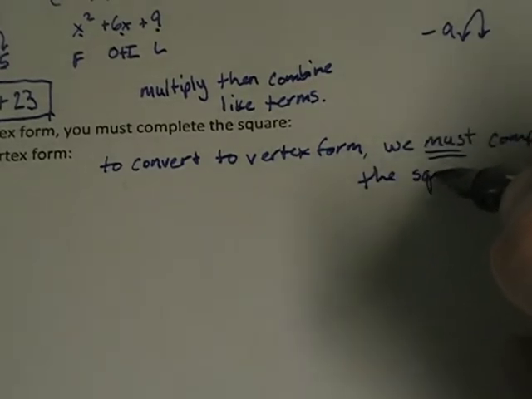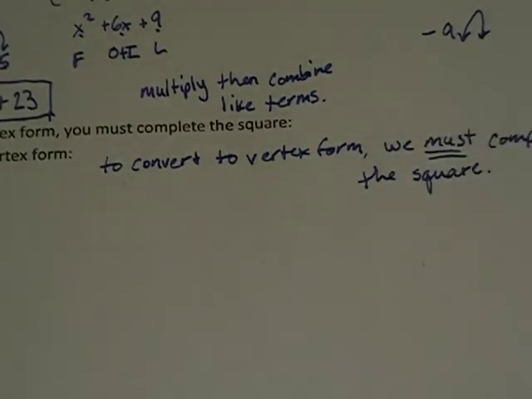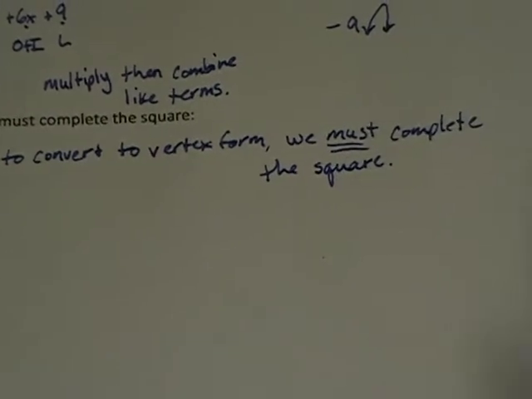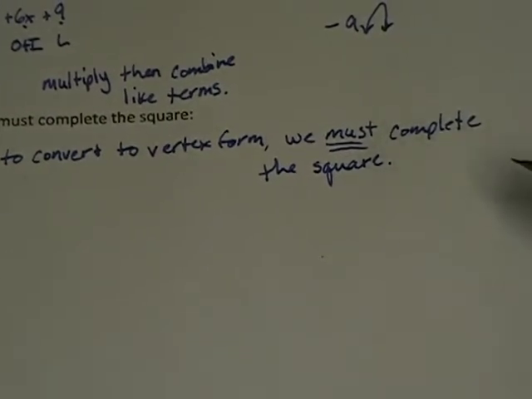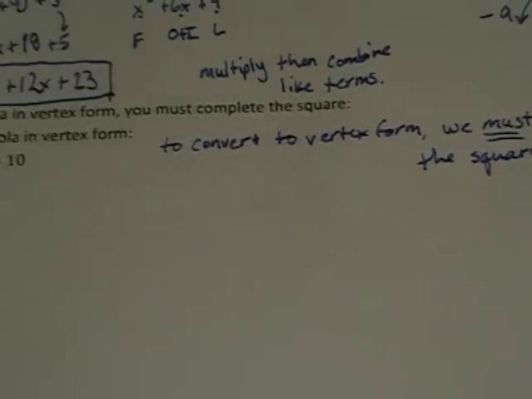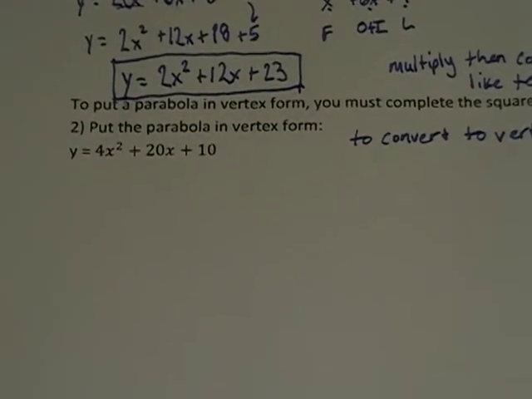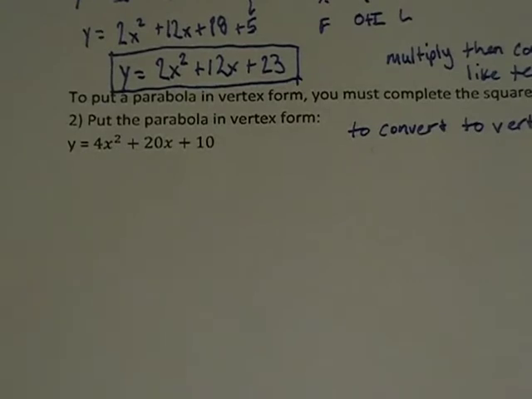And this is something you should know how to do from your algebra class. To convert to vertex form, we must complete the square. This is a process you should know from algebra. Okay, and this is typically covered in trigonometry, but I'll give you a little reminder. So I'm going to go through the process here. There's a 4-step process to completing the square.